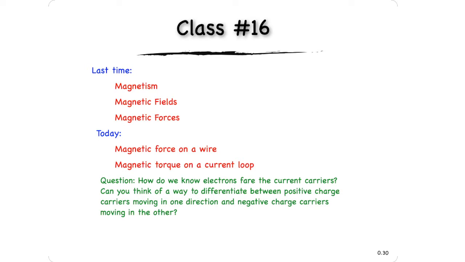And then we want to look at a very useful configuration of a current-carrying wire, which is a loop. In a loop, we'll see that there's a torque on the loop when it carries current in a magnetic field. This forms the basis for electric motors. So it's a very important application of forces from magnetic fields. That's what we're off to today.